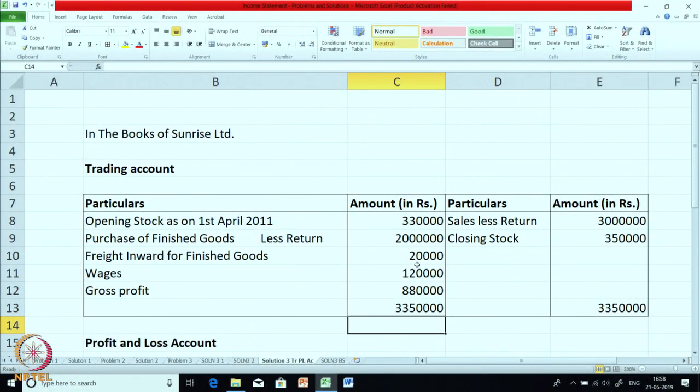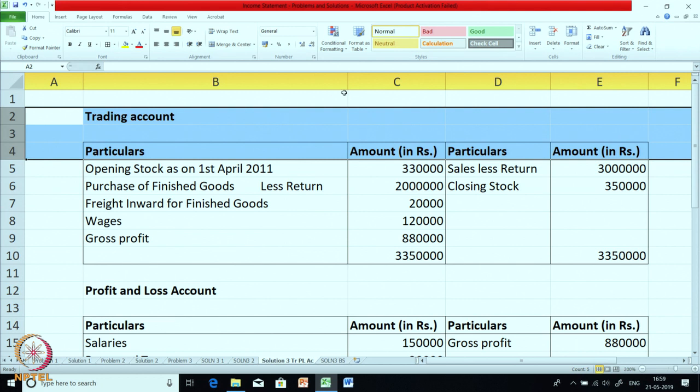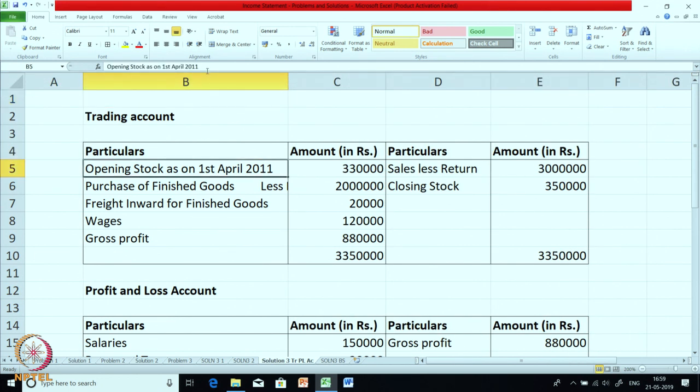So here is a solution for P&L account. Are you getting it? So trading account, we have got two credit items, sales and closing stock. The total is 33,50,000, and there are four debit items: opening stock, purchase, freight inward and wages. So we get gross profit of 8,80,000. I hope it is matching with you.